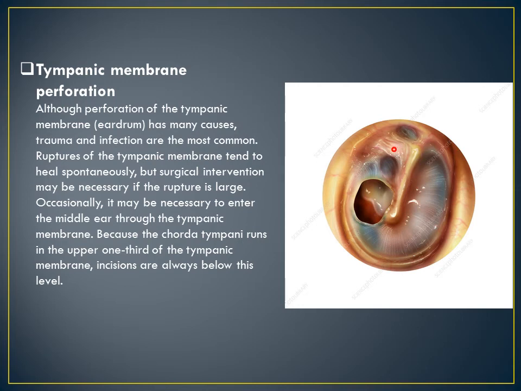And the other reason is that the superior part of the tympanic membrane has a rich blood supply. So to avoid injury to the chorda tympani and blood vessels, the incision is made in the posterior inferior quadrant of the tympanic membrane to drain the pus from the middle ear cavity, and this procedure is called myringotomy.